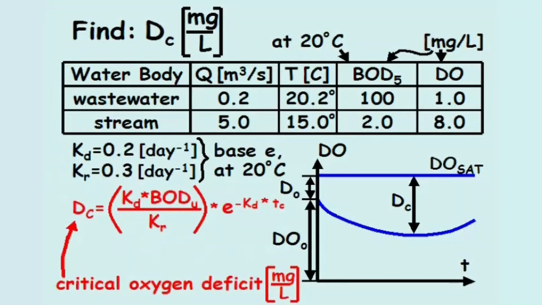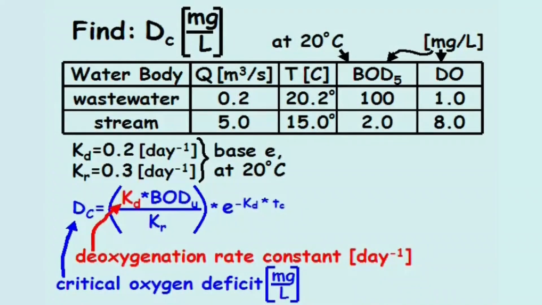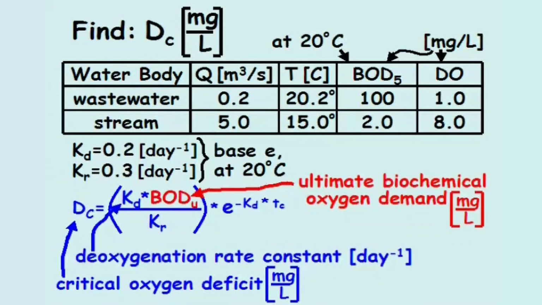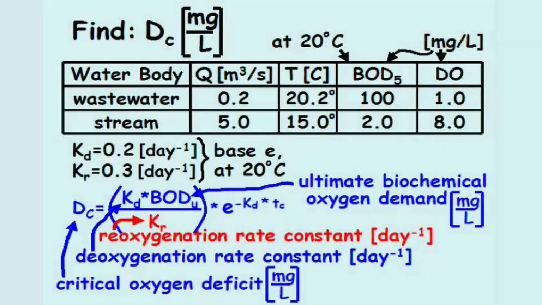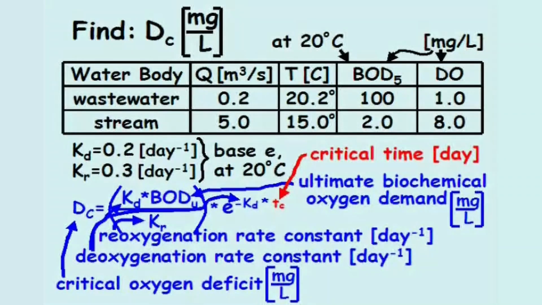The critical oxygen deficit in milligrams per liter equals the deoxygenation rate constant, K sub D, in days to the minus 1, times the ultimate BOD in milligrams per liter, divided by the reoxygenation rate constant, K sub R, in days to the minus 1, times E raised to the negative 1 times the deoxygenation rate constant times the critical time, T sub C, in days.